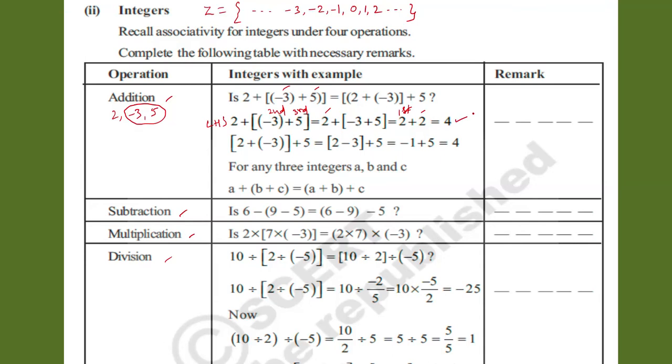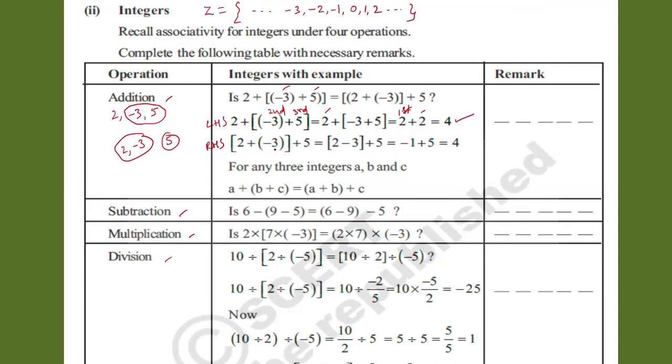What we got finally? 4. In the same manner, in the right hand side part also you may check it. That means here in the second case, we add first and second number first, after that the third number.